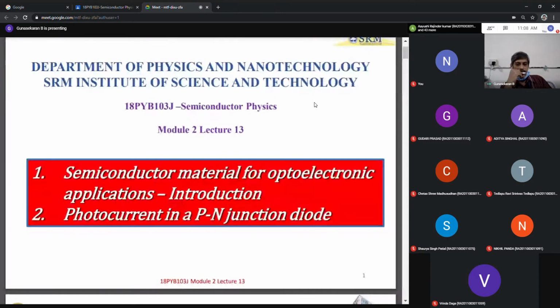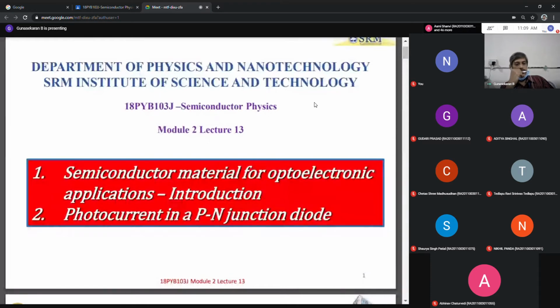Now I will take lecture 13: the semiconductor materials for optoelectronic applications, and photo current. Photo current is a part C type question, a 12 mark question. Photo current in a PN junction diode. These two topics we will discuss today. First, move on to which semiconductor materials they are using nowadays and what type of applications they are using.